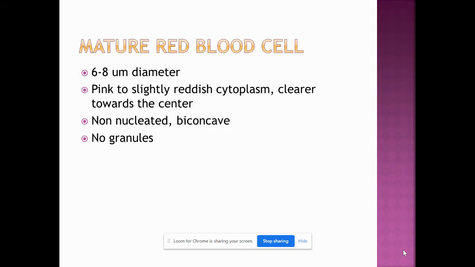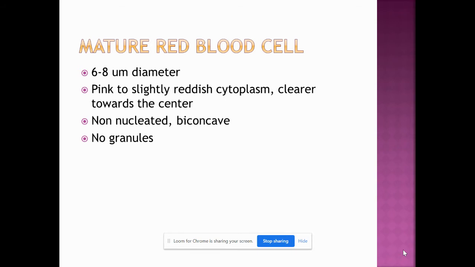Normally, the size of a mature red blood cell is 6 to 8 micrometer in diameter. The cytoplasm color is usually pink to slightly reddish, and towards the center, the color becomes paler or clearer. Take note, your mature red blood cell doesn't have a nucleus, and it also doesn't have any granules. The shape of your red blood cell is biconcave.